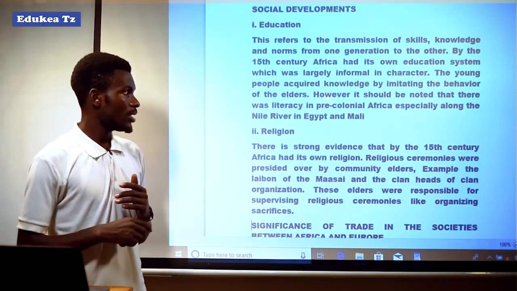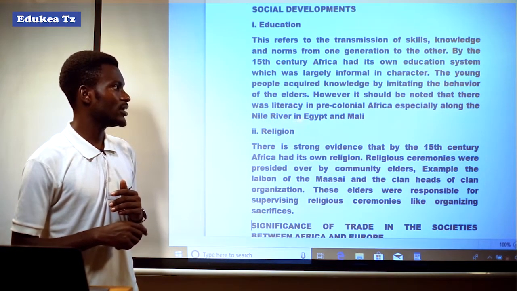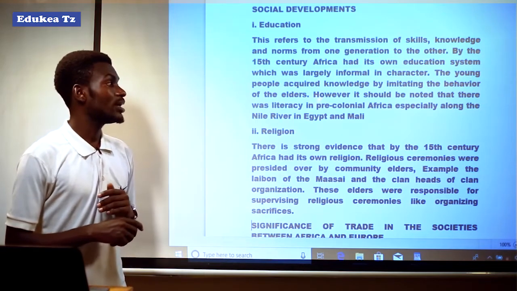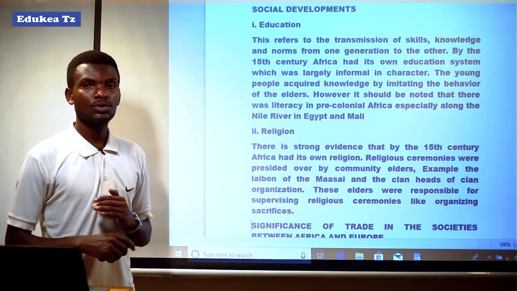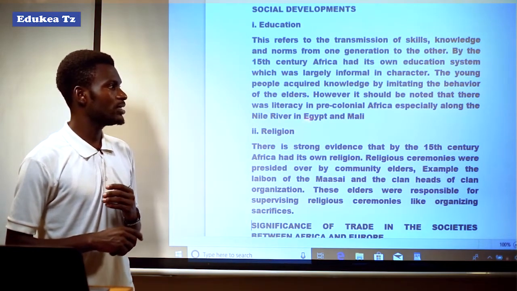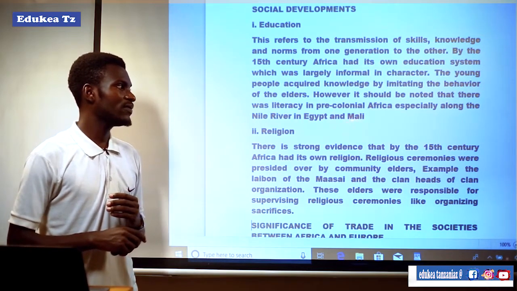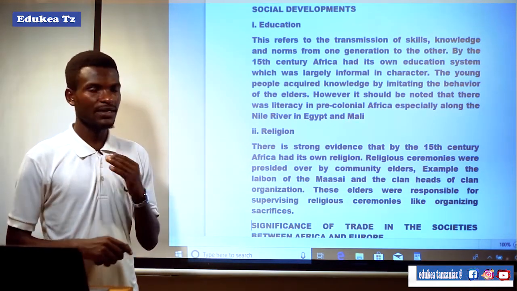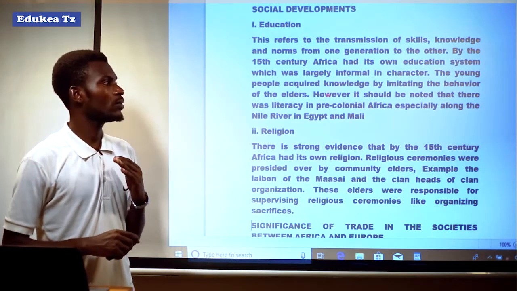However, it should be noted that there was some formal education in pre-colonial Africa, especially along the Nile River in Egypt and in Mali. It means that another kind of education present in Africa before the coming of colonialism was formal education, which existed in some parts of Africa. In Egypt there was a university based on religious teachings called Al-Azhar University, and in Mali the university called Timbuktu. As well, in Morocco there was another university called Fez. So these universities indicated that there was formal education in Africa before the coming of Europeans.